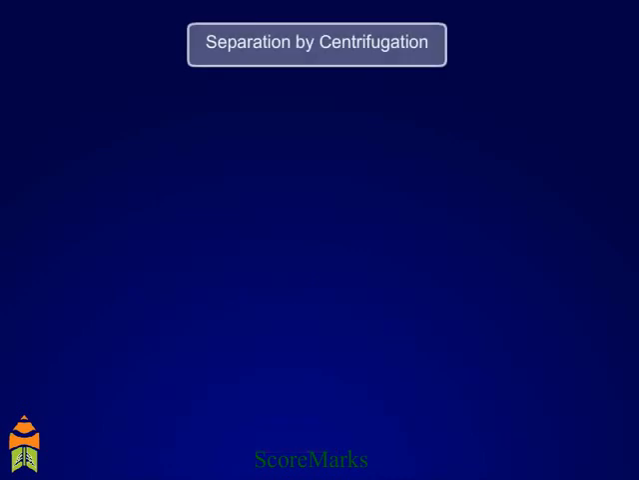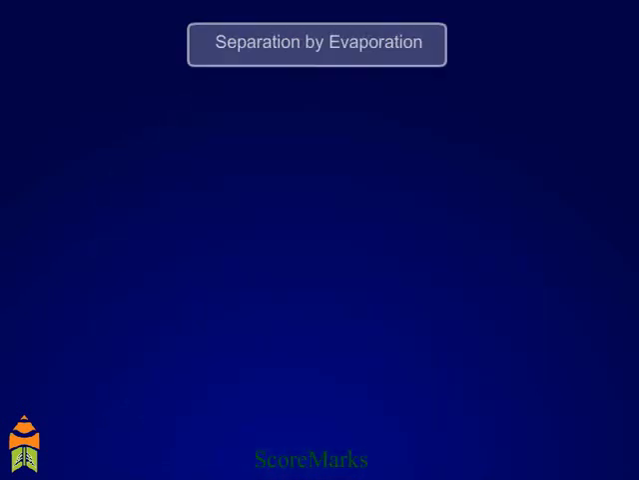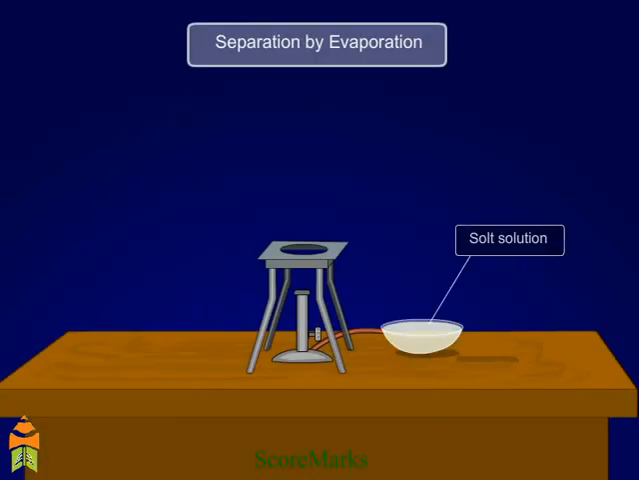Separation by centrifugation. In this process, the mixture is rotated or spun at a high speed in a machine called a centrifuge. The heavier particles settle at the bottom of the centrifuge tube and the water, being lighter, remains at the top of the tube. Separation by evaporation.